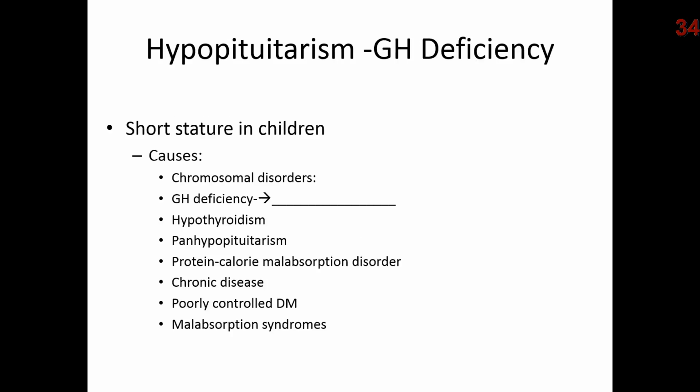Real quick, with hypopituitarism, growth hormone deficiency is what we're going to focus on, but these are some other causes of short stature in children. If a child did not have enough growth hormone, it would lead to what we consider dwarfism or short stature. You may also see things like protein calorie malabsorption, chronic kidney disease, poorly controlled diabetes, and malabsorption syndromes. All of these things can cause short stature in children.